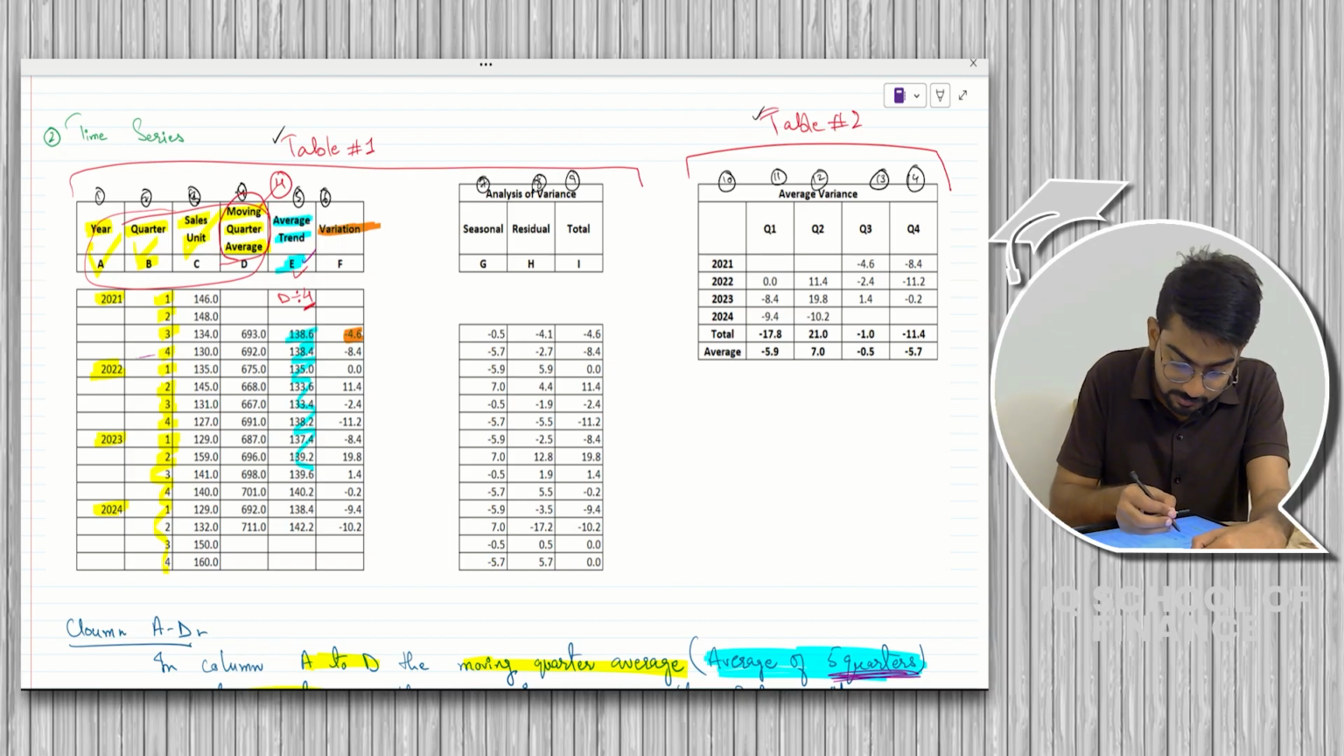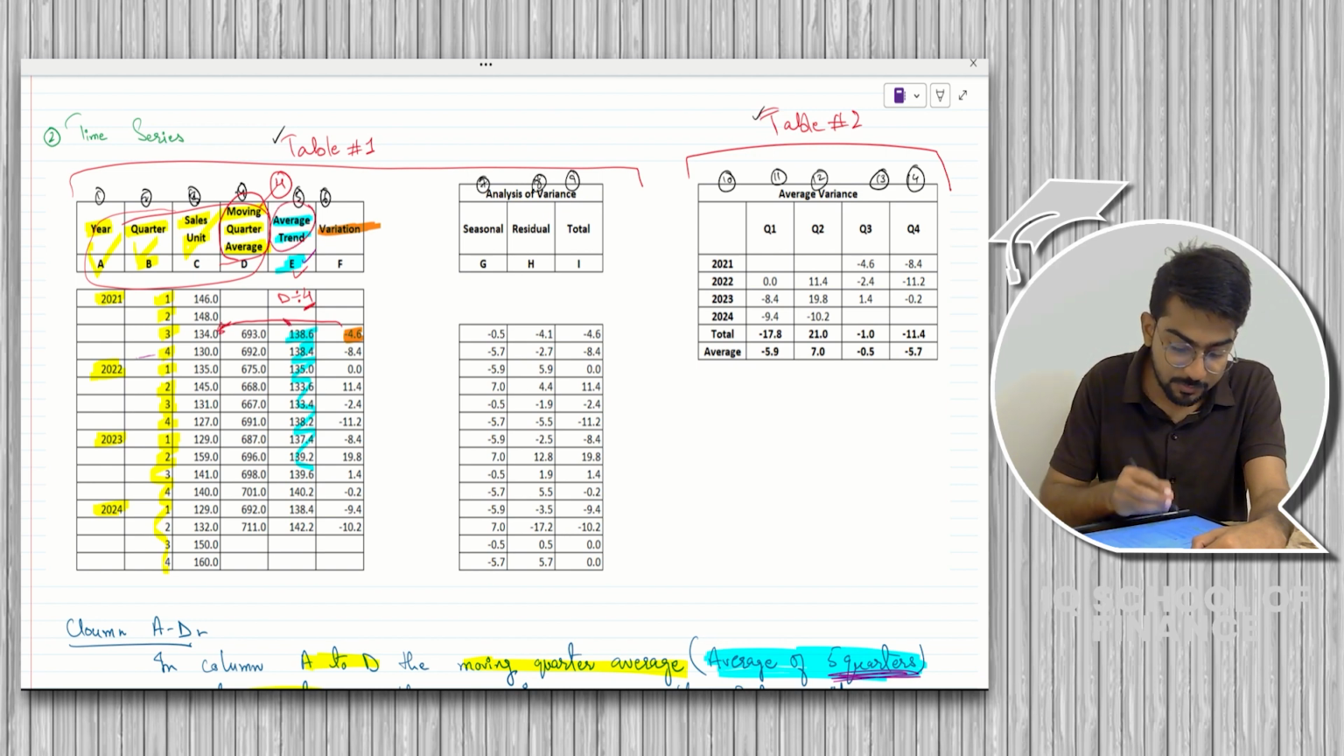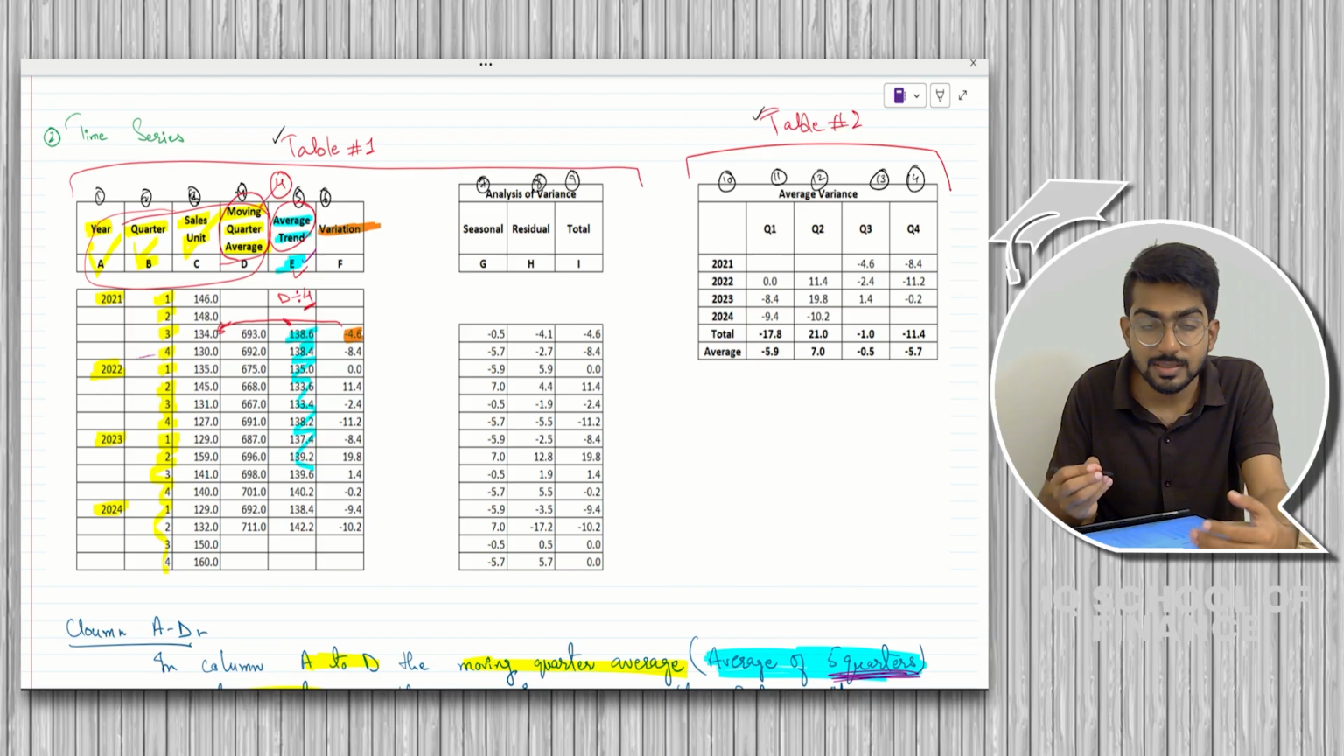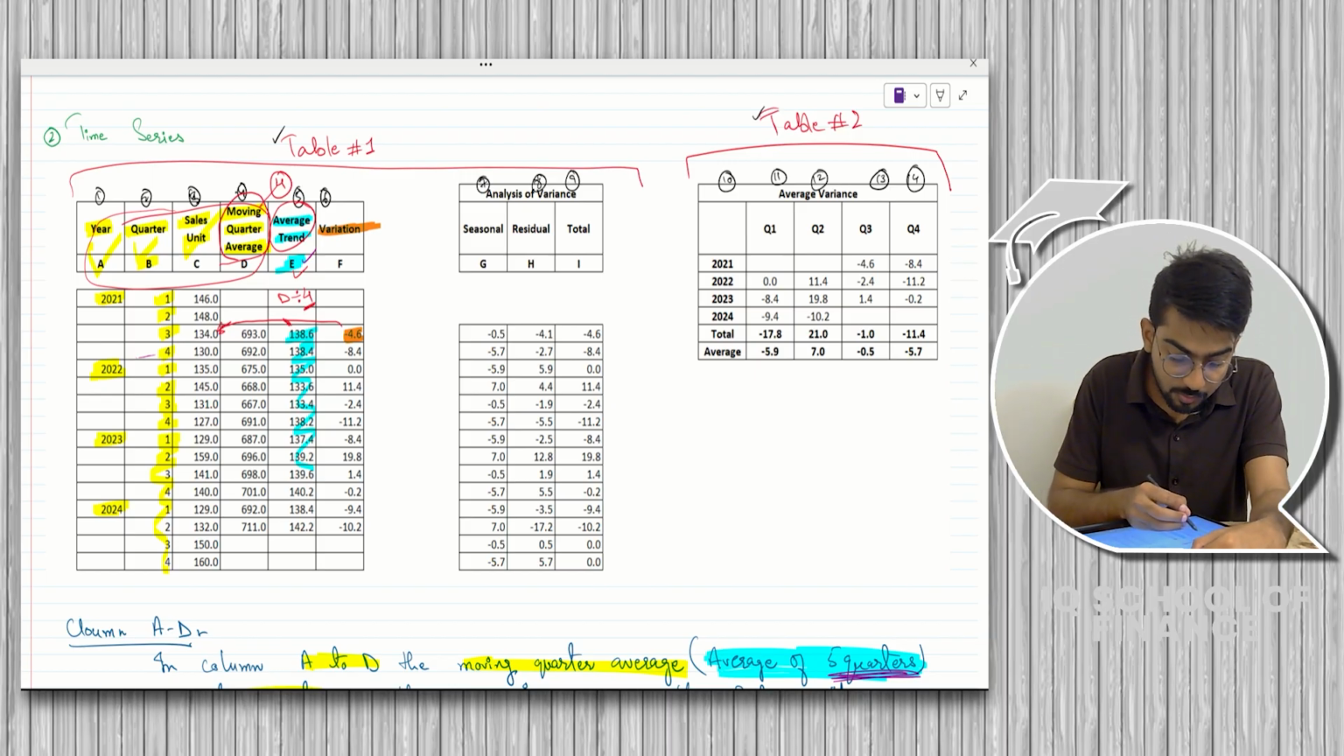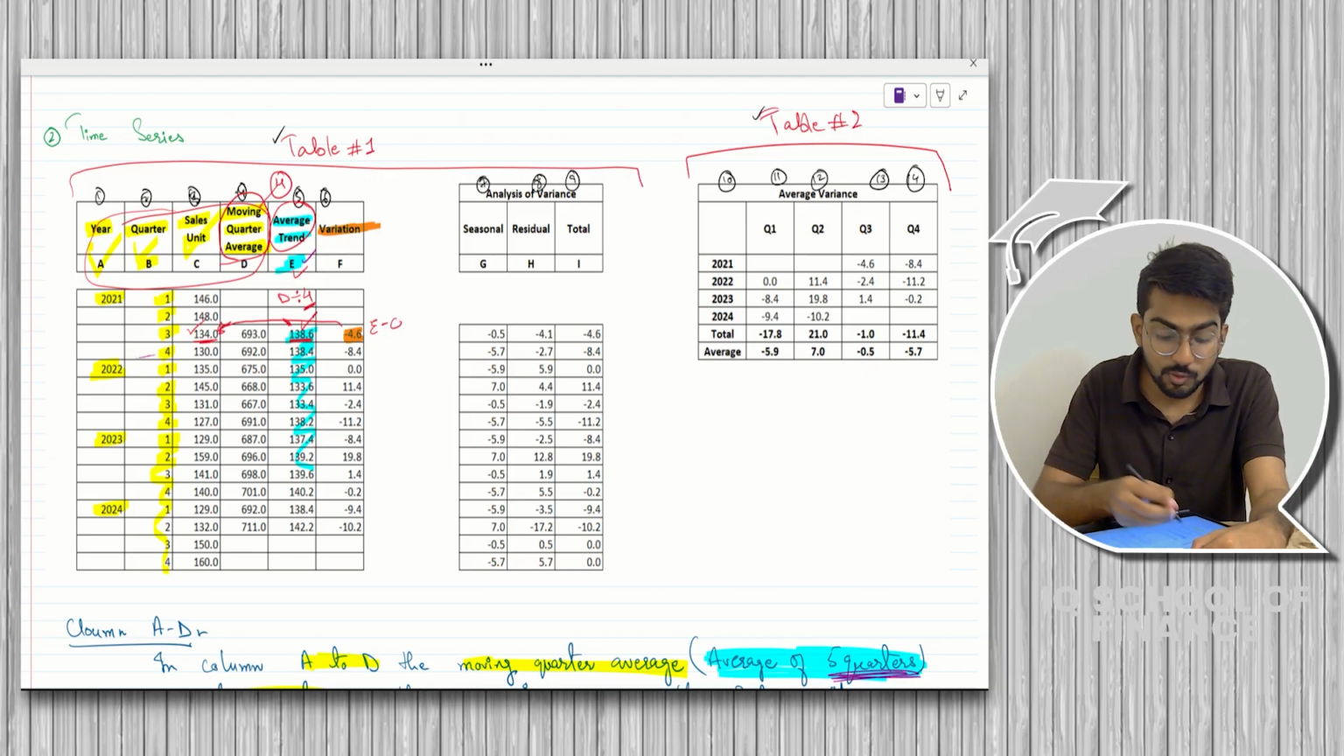Yes, very smart. See, this is the difference between the average trend and the actual of this quarter, right? So 138.6 minus 134. This was the average, this is the actual. So column E minus column C. So you would get column F.